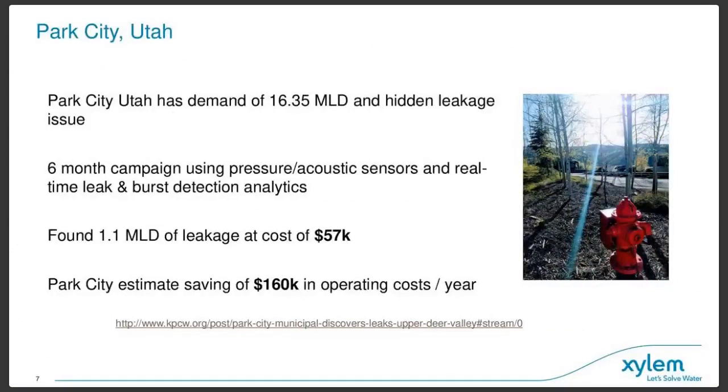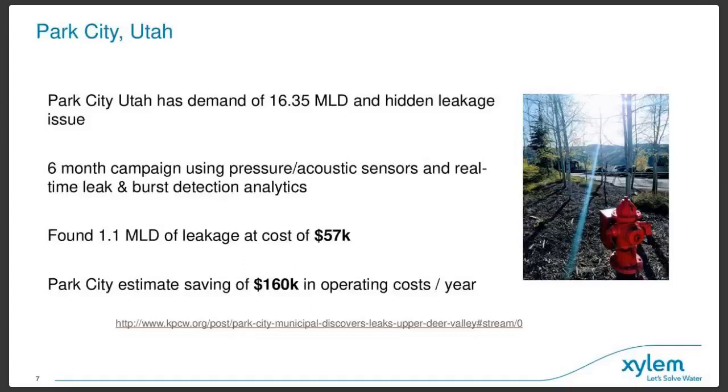An example here is from Park City, Utah in the US. And this is about understanding where problems are with your smart water network data. So Park City, Utah had a demand of about 16.5 MLD, and they had a big hidden leakage issue. They knew there was leakage, but it wasn't surfacing, and there were some hard to locate areas within the geography where they suspected the water might be going.